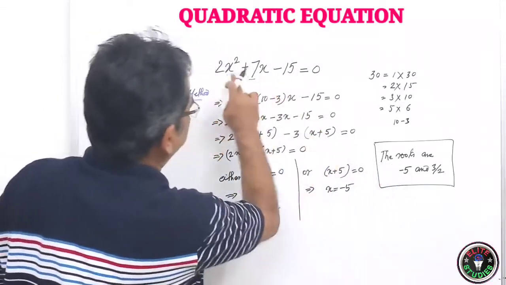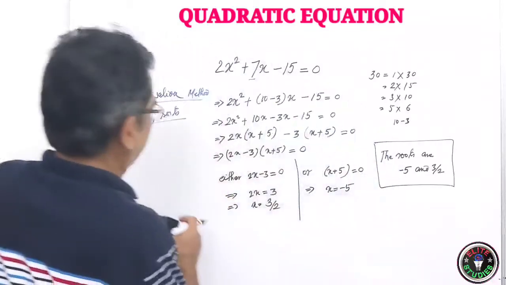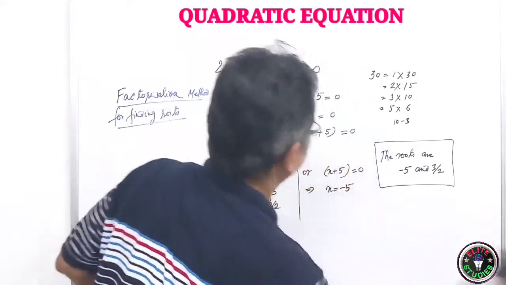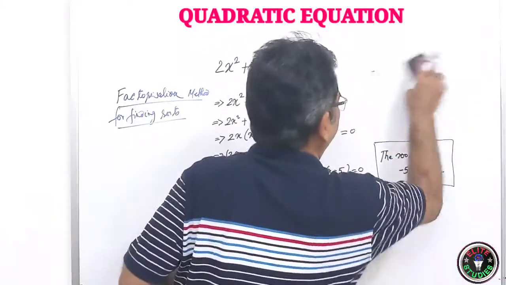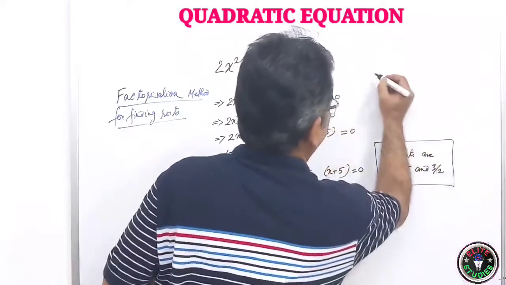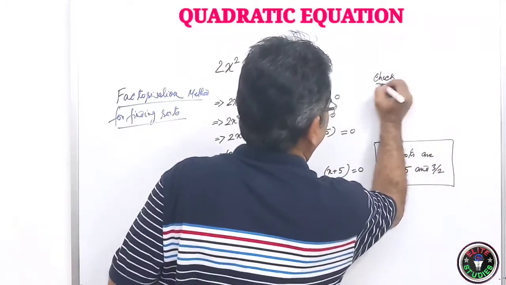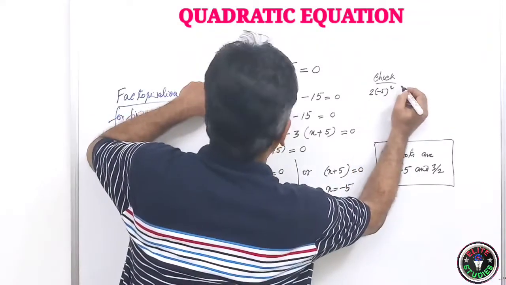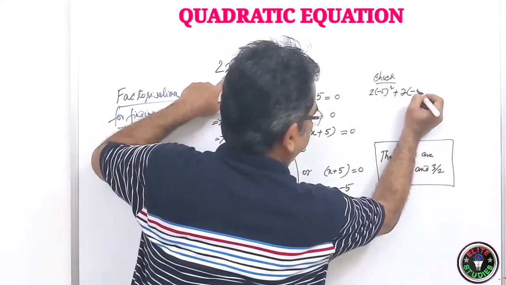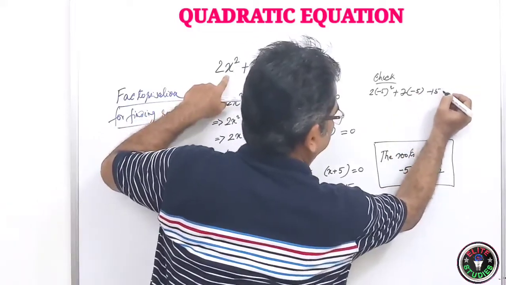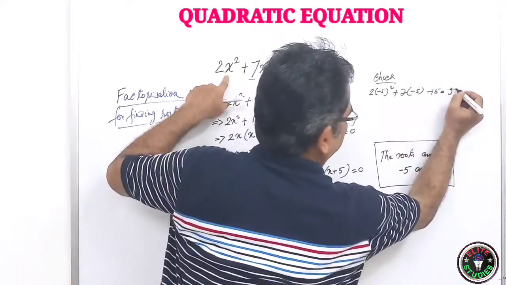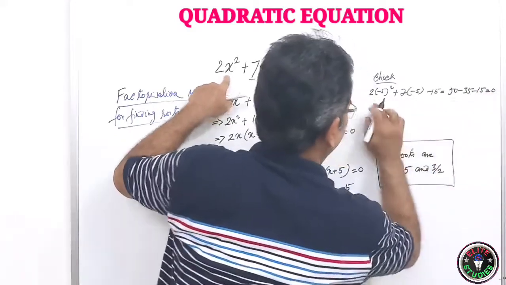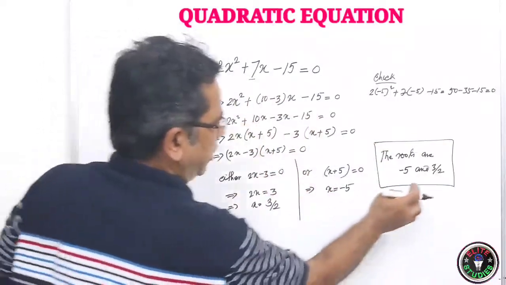Now let us check whether my answer is correct or not. Now put x is equal to minus 5. 2 into minus 5 square plus 7 into minus 5 minus 15. Look, 50 minus 35 minus 15. You see it is coming to be 0. So minus 5 is the root. Our answer is correct.